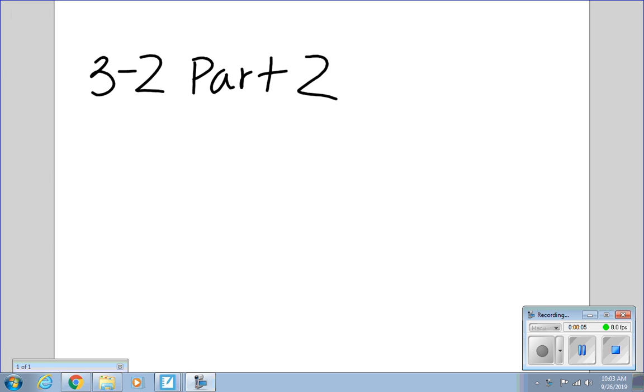Okay, so 3-2, let's quickly talk about what we talked about yesterday. We talked about rational numbers. What's a rational number again? Try not to look in your notebook. See what you can figure out. What's the definition of a rational number? Something that can be written as a fraction. Examples were decimals. An example is a whole number.